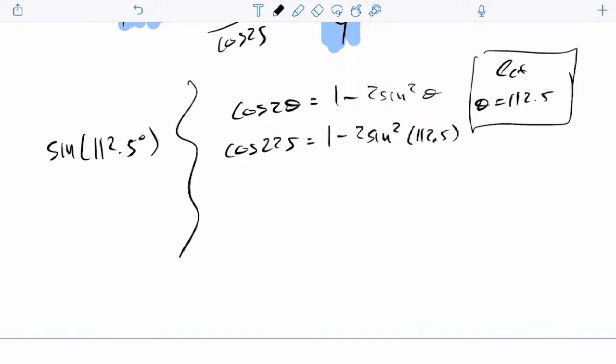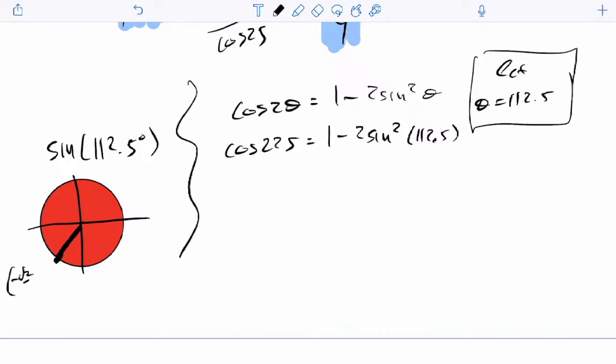So cos of 225, again, you can use your calculators if you like. If you're looking to do it using the unit circle, for sure, Jack, 225 is exactly 45 degrees after 180, so we're right here. Your coordinates are negative root 2 over 2 and negative root 2 over 2. So your cos will be negative root 2 over 2, which is 1 minus 2 sine squared of 112.5. And then you can go ahead and solve this.